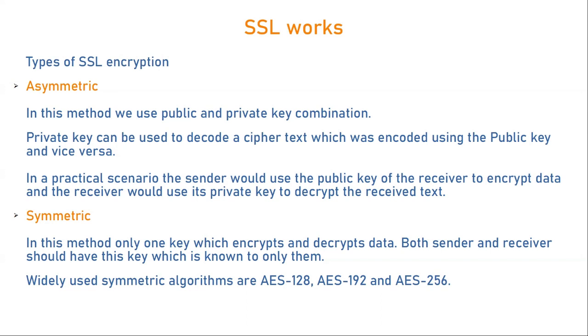Now let's move to the next encryption, which is symmetric encryption. In this method, only one key encrypts and decrypts the data. So in this case, we are not using a public and private key combination. We are just using one key which will encrypt and at the same time decrypt the data. Both receiver and sender would have this key, and it is only known to them.